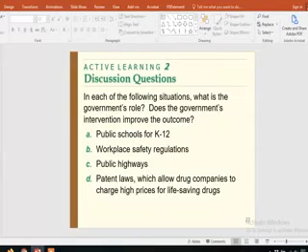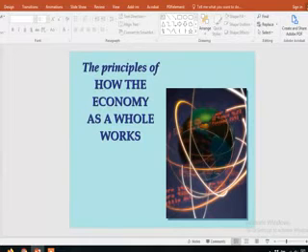First is the public school, and for public school the government should intervene. Workplace safety regulation, the government should intervene. Public highways, the government should intervene, and patent laws, the government should intervene. These are the things where, due to government involvement, outcomes will improve. We have done up till now the 7 principles, and from this point onward, the principles of how the economy works as a whole.